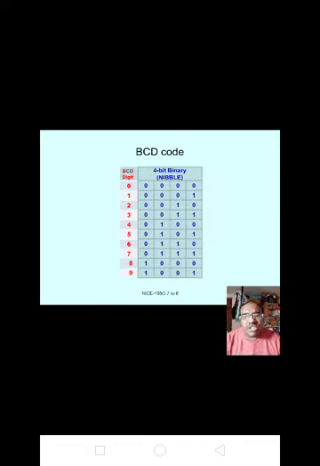Next, conversion of BCD digits to 4-bit binary is given to you. For 0 it is 0000, for 1 0001, for 2 0010, for 3 0011, for 4 0100, for 5 0101, for 6 0110, for 7 0111, for 8 1000, for 9 1001.